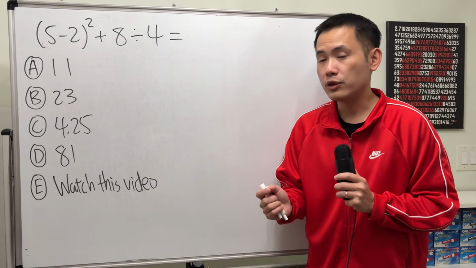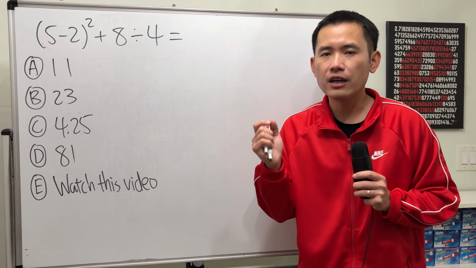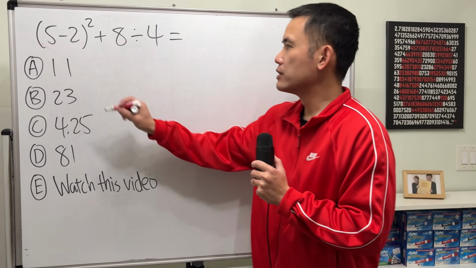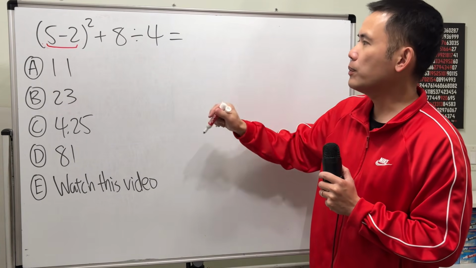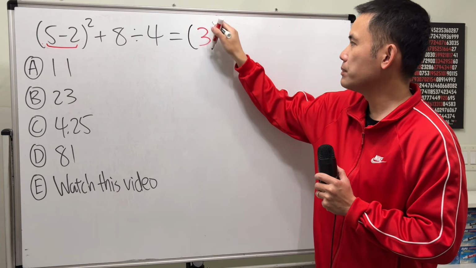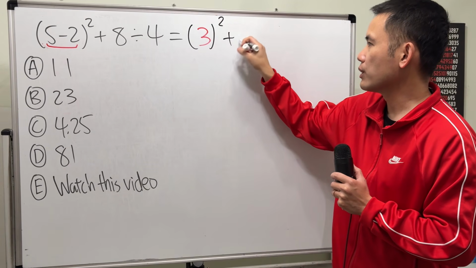The order of operations says we have to work out the inside of the parentheses first. So in this case here, we will have to do 5 minus 2 first. And that will be 3. And then we still have to keep the square. And then let's just write down the rest.